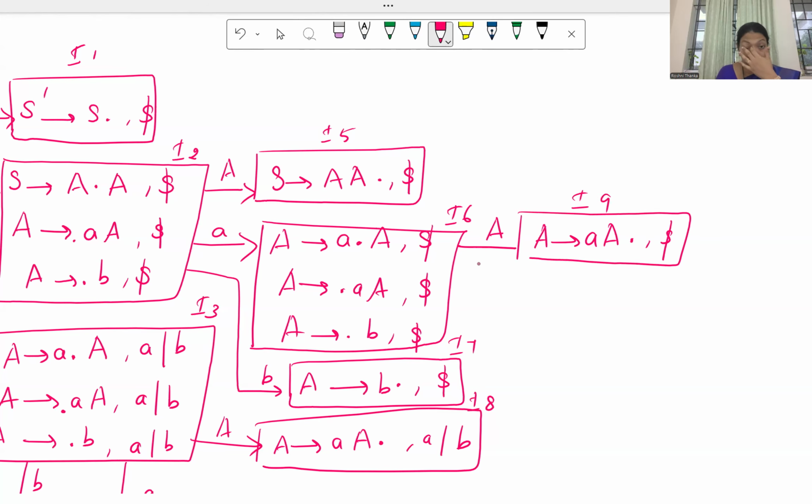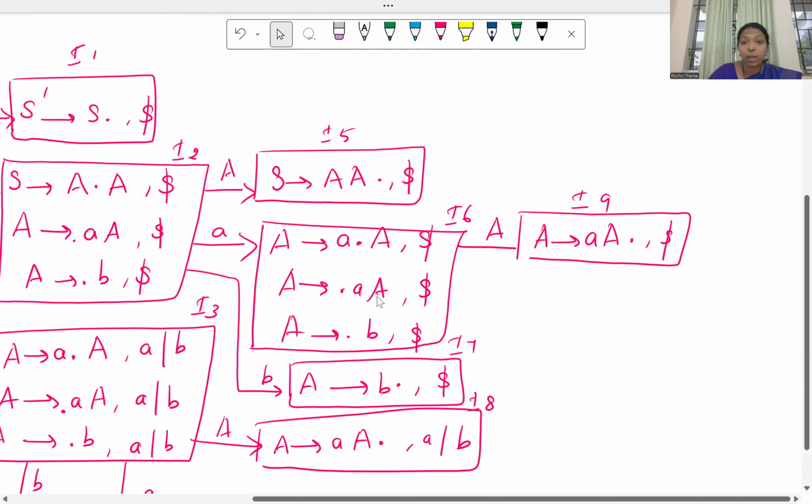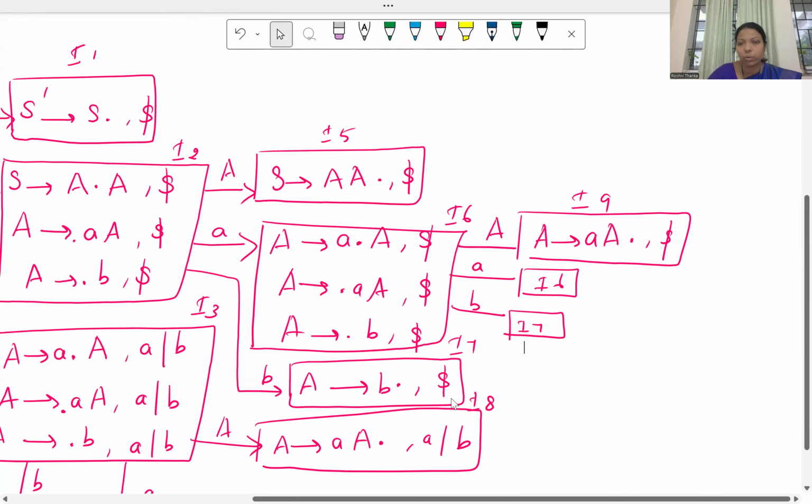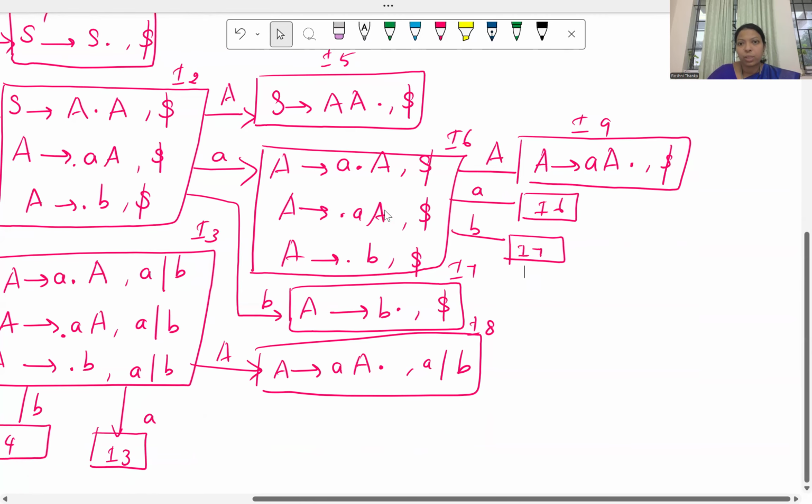And the next thing to read here is small a. When I read the small a, I'll get the same state again, so I will say when I read small a, I will get I6 again. And when I read small b, I will get I7 itself, right? I'll get the same thing as I7, so I don't want to write it again. I just write the state number. And now this is over.